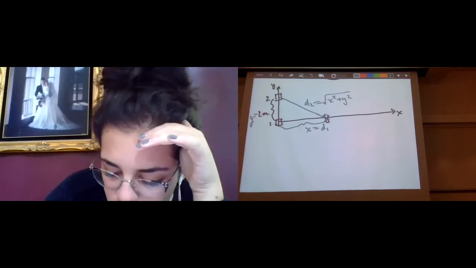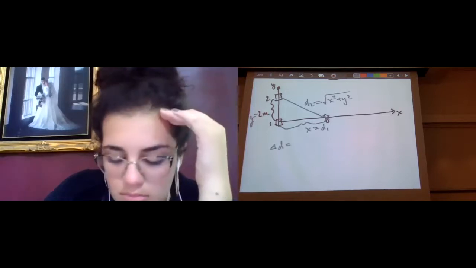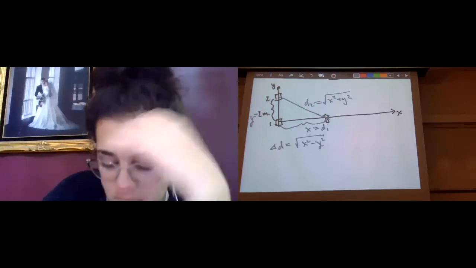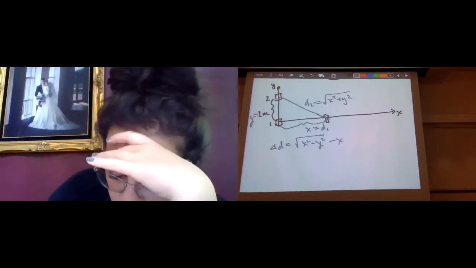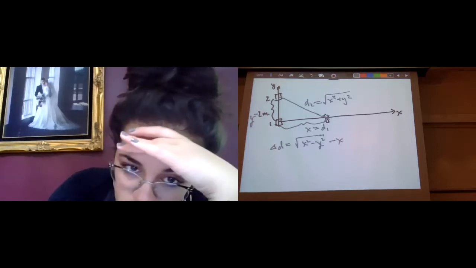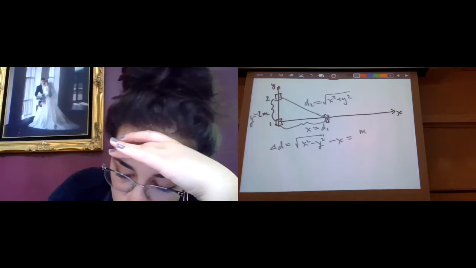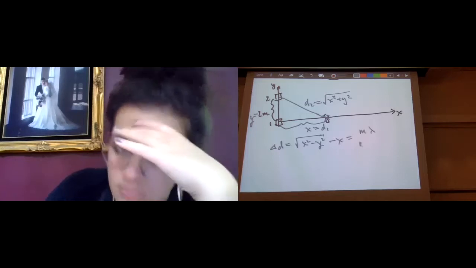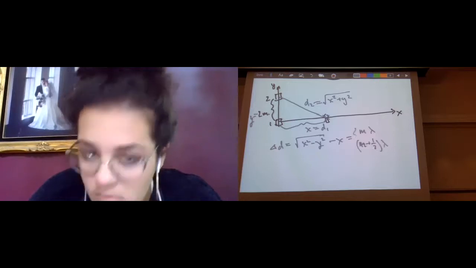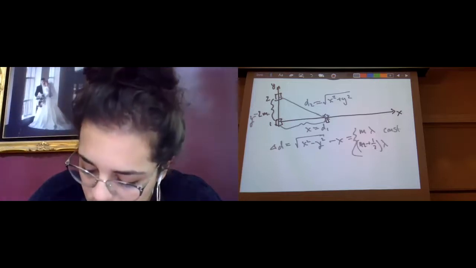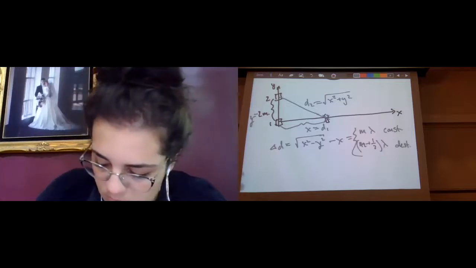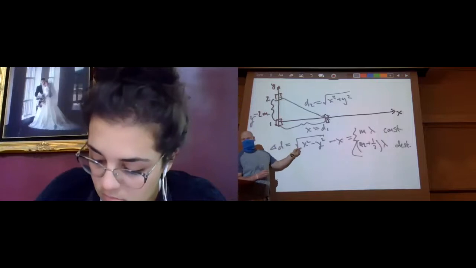So this means that our path length difference, delta d, is going to be equal to the square root of x squared minus y squared minus x. Okay, this is our path length difference. Now, what we know is what? For constructive interference, this has to be equal to m times lambda. For destructive interference, this has to be equal to m plus 1/2 times lambda. So this is for constructive, and this is for destructive. So basically, what we have to do then is solve this algebraic expression for x.